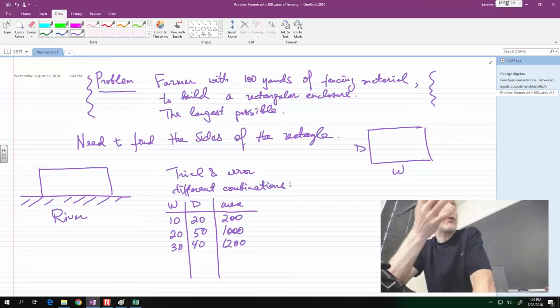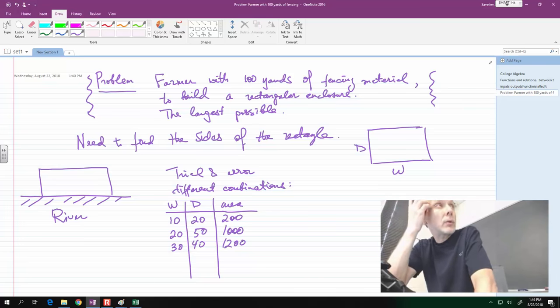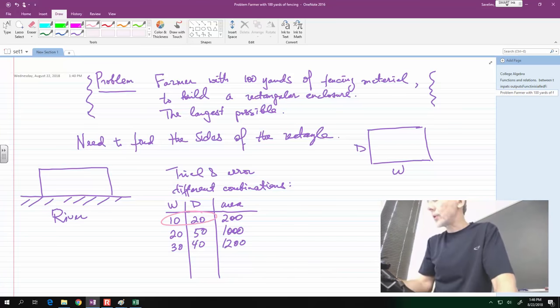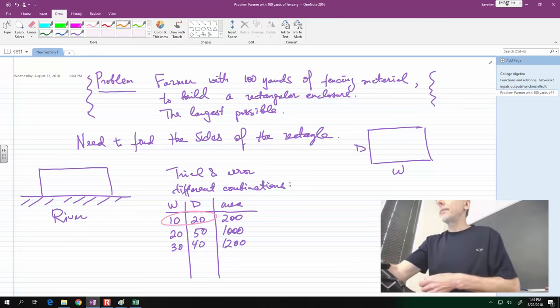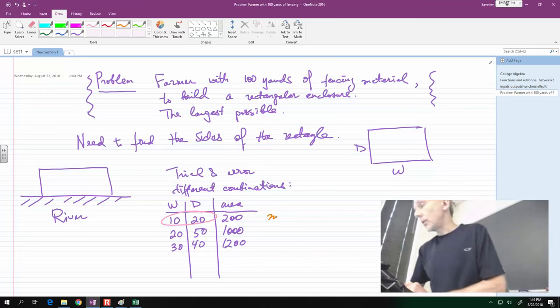How do I know that I have covered all the possible combinations of width and depth? How do I make it more specific? Let's take a look at the first one. What's wrong with the choice 10 and 20? I'm not using all the fencing material. That's really bad. Not all material used.